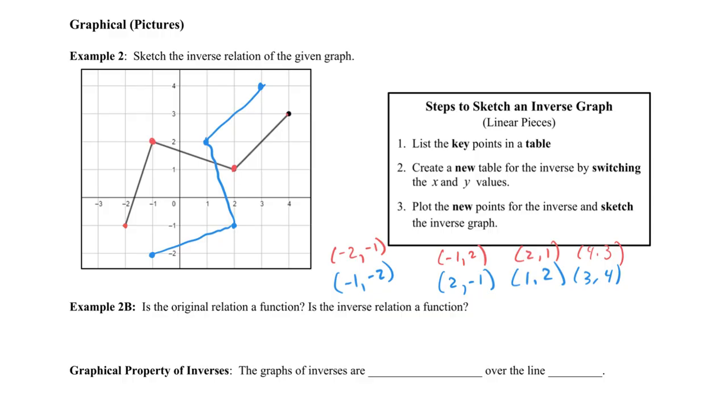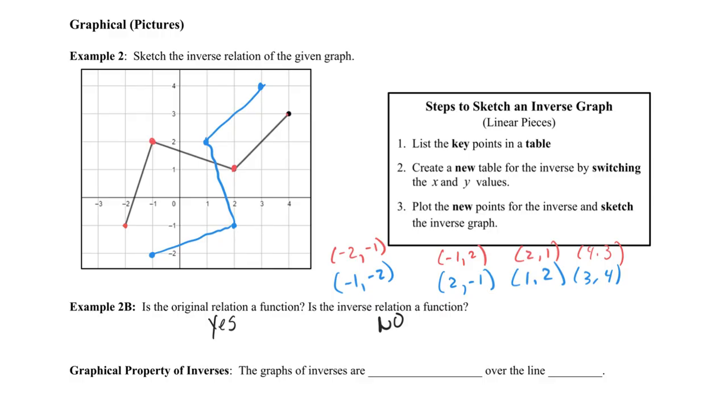So if we look at example 2b down here, it says, is the original relation a function? And it'd be yes. It passed the vertical line test. Is the inverse relation a function? No, it did not pass the vertical line test. So listen, all functions have inverses. That doesn't mean that their inverse will be a function. It can be, but it will not always be. So we got to make sure that we can make that distinction. It will have an inverse, but it might not be a function.